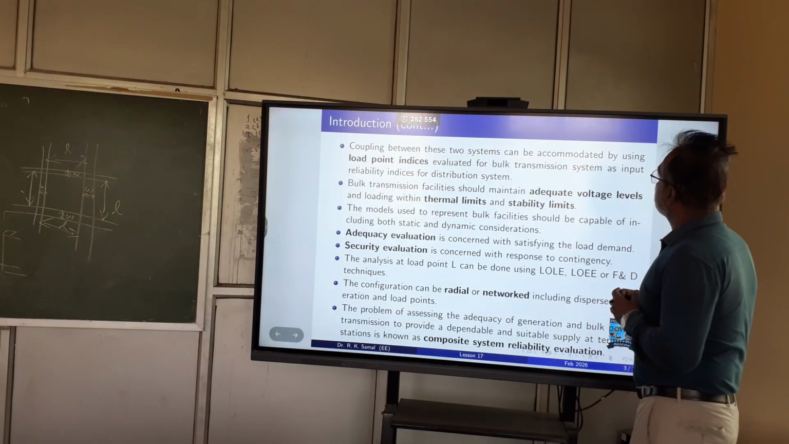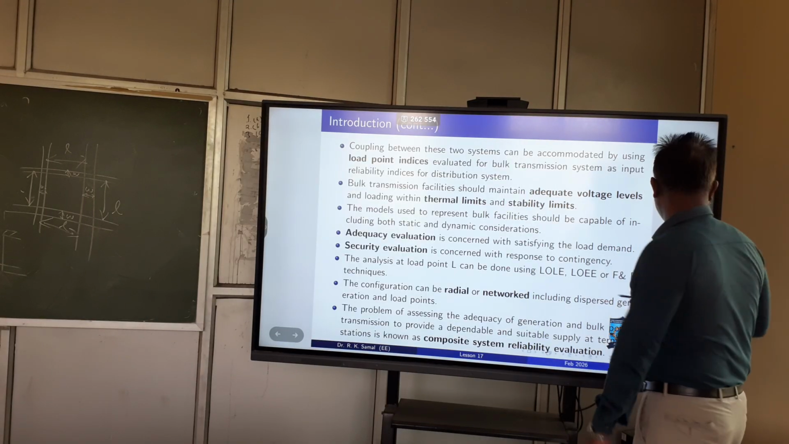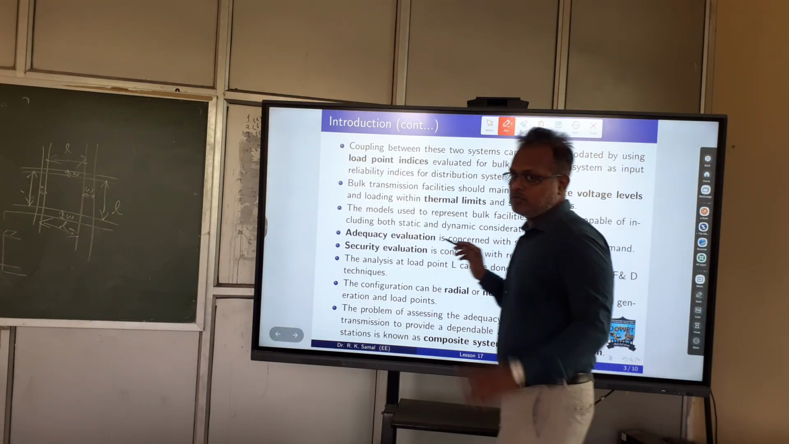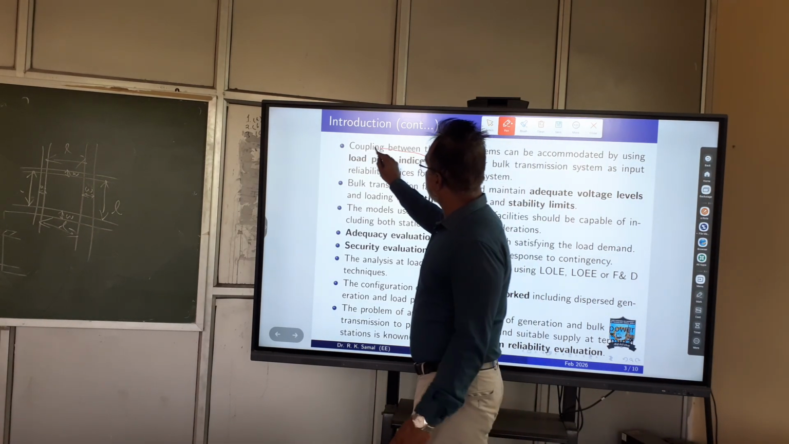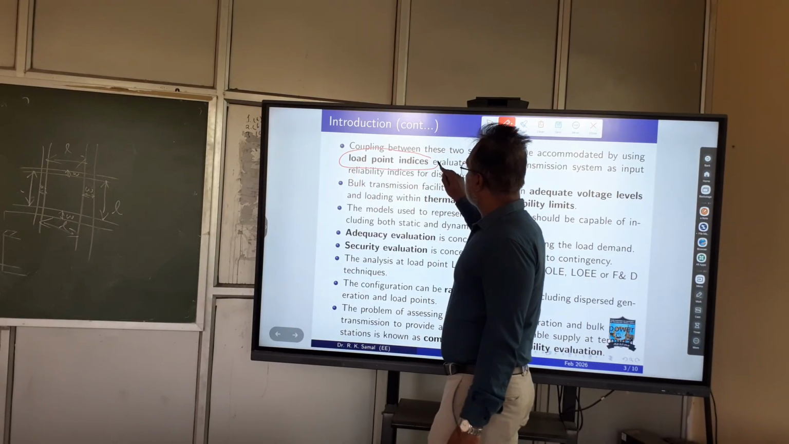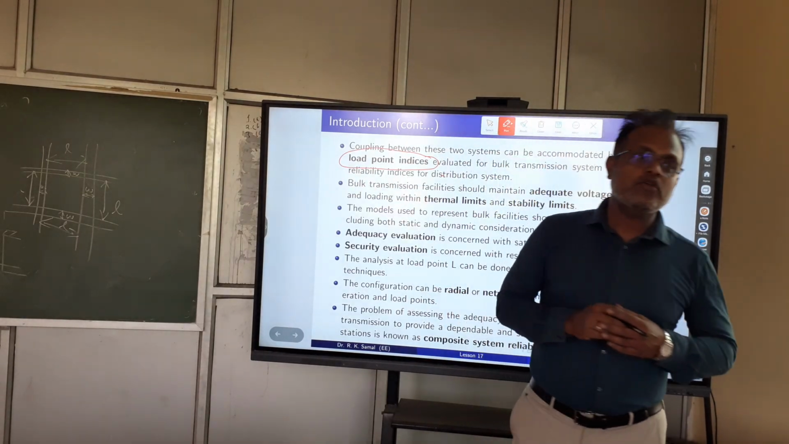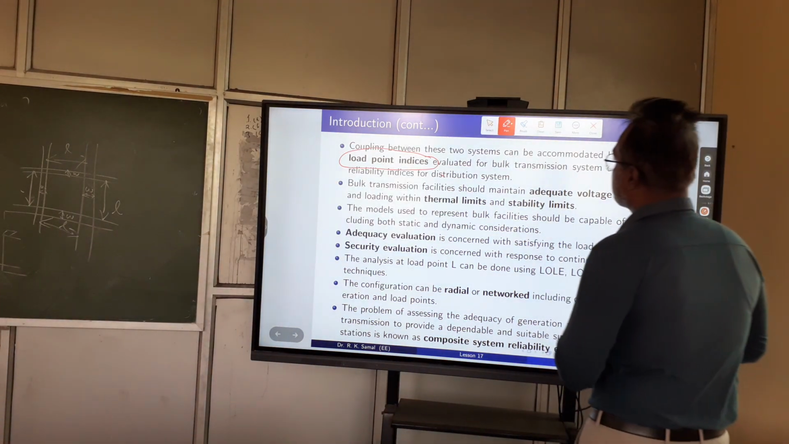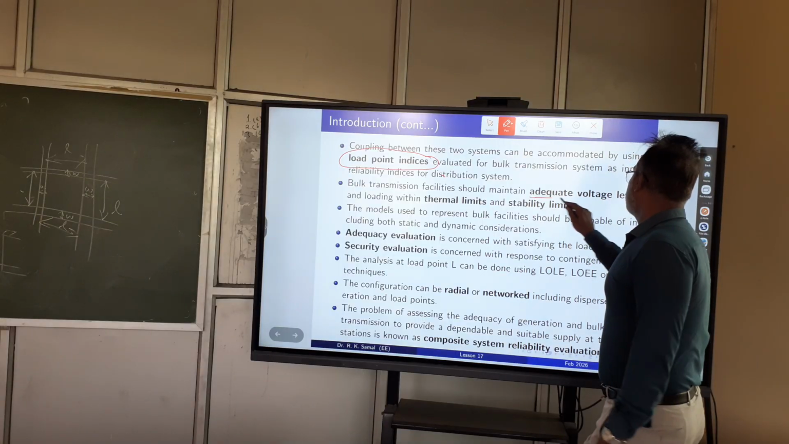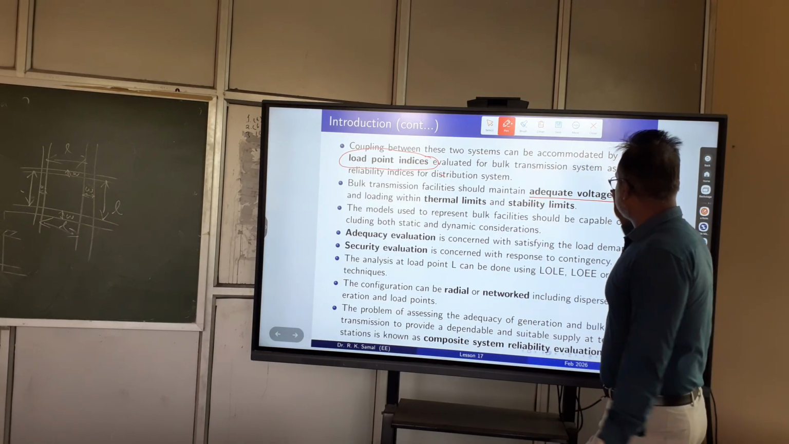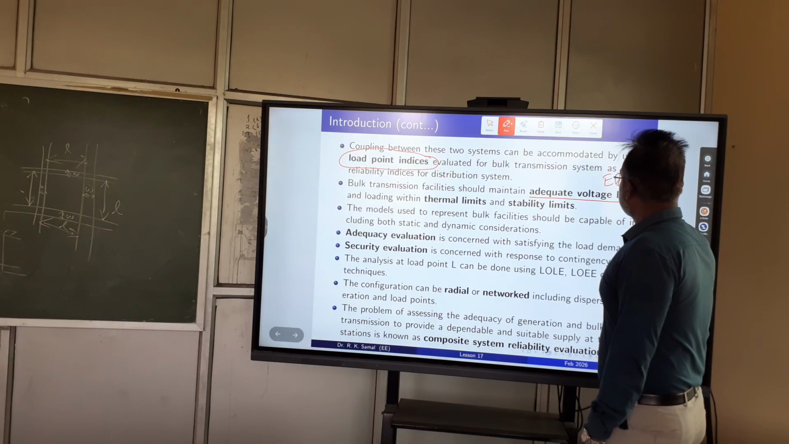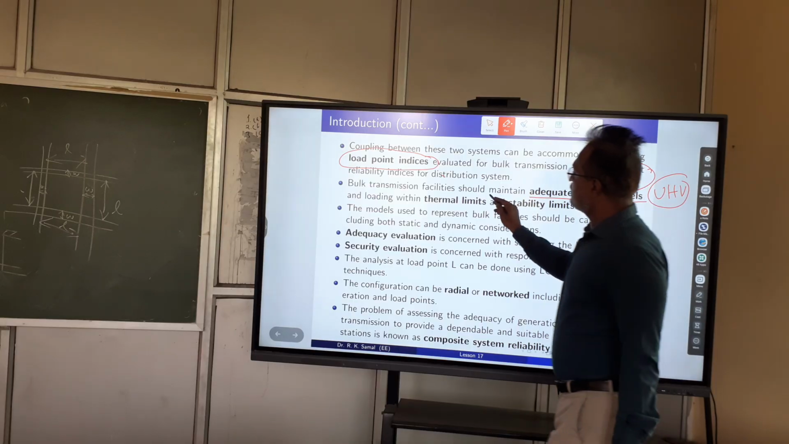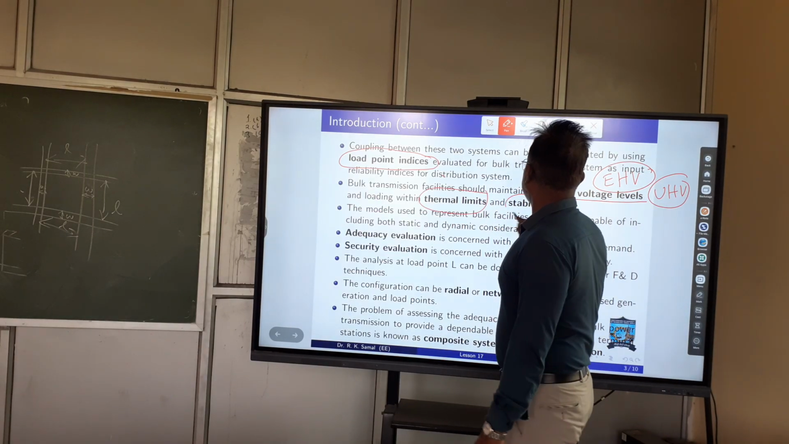Conflict between these two systems can be accommodated by using load point indices. So this is what distinguishes the transmission system from the generation system. We compute load point indices for transmission facilities to maintain adequate voltage level. These happen at very high voltage, known as extra high voltage or ultra high voltage. And we are concerned with thermal limits and stability limits.